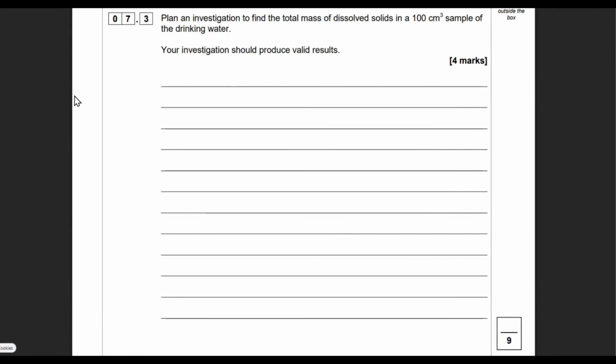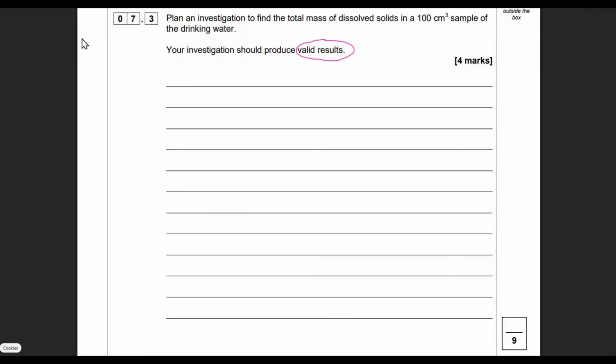Okay, 7.3, plan an investigation to find the total mass of dissolved solids in 100 centimeter cubed sample of drinking water. Your investigation should produce valid results. Now, what is valid results? It means it's fair. You've done a fair test. We don't use the word fair test now in GCSE. They used to once upon a time, but that's been kicked out many years ago. So valid results mean you've controlled any variables that could affect it.